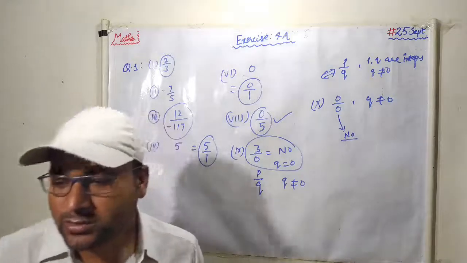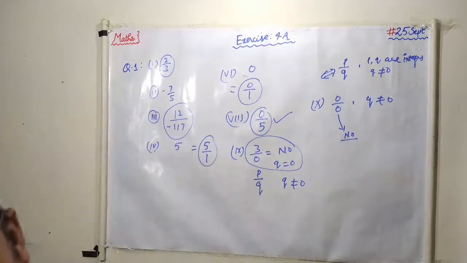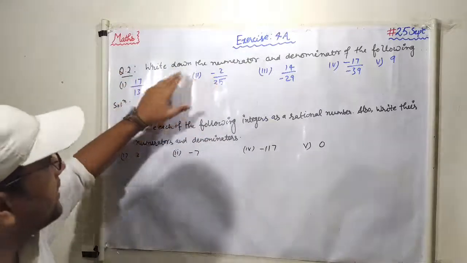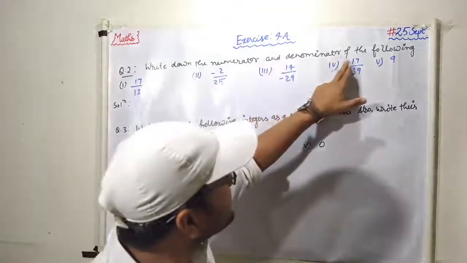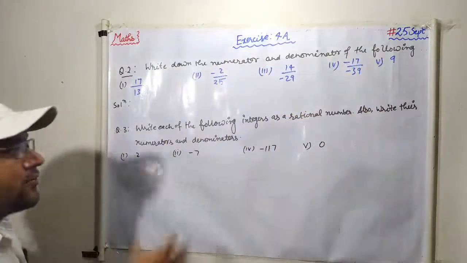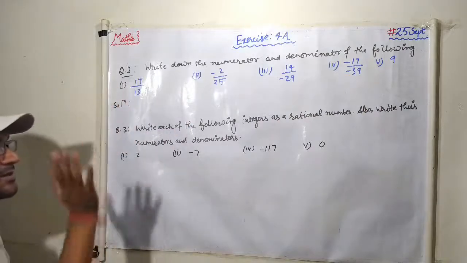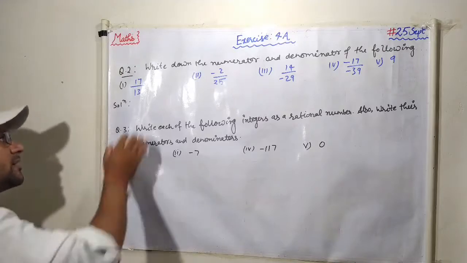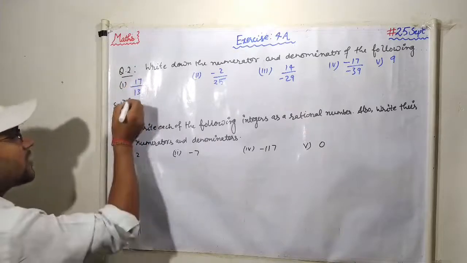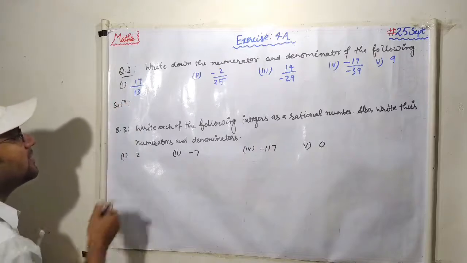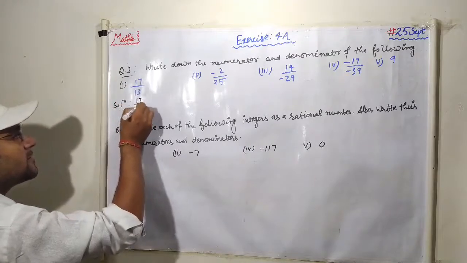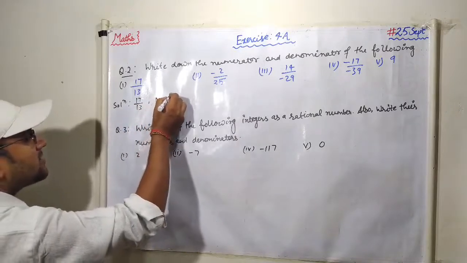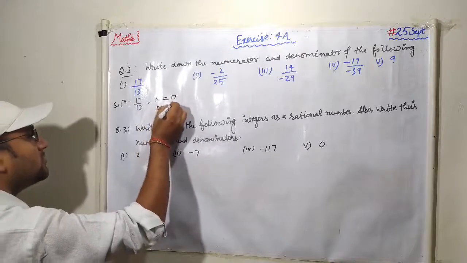Okay students. Now question number second. Write down the numerator and denominator of the following rational numbers. So in this, 17 upon 13. The numerator, I will represent it by n, is equal to 17 and the denominator is equal to 13. Any problem, students?